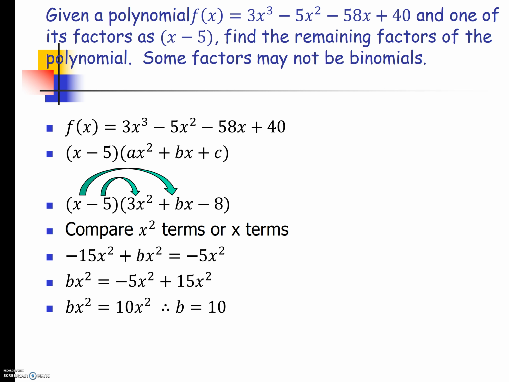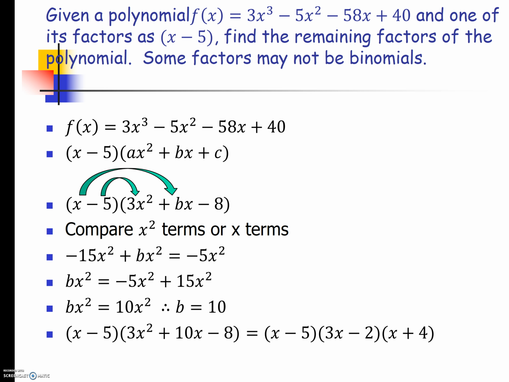Once you figure out the value of b, you can put it back in the quadratic equation and factorize that particular expression, and you will end up getting x minus 5, 3x minus 2, and x plus 4.